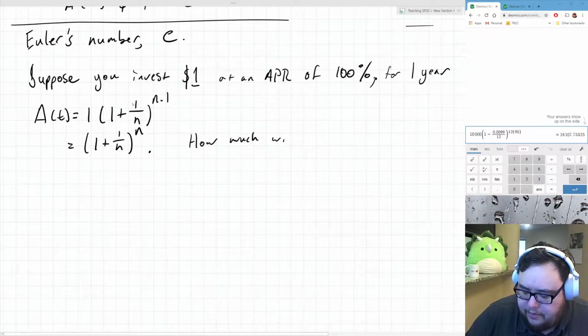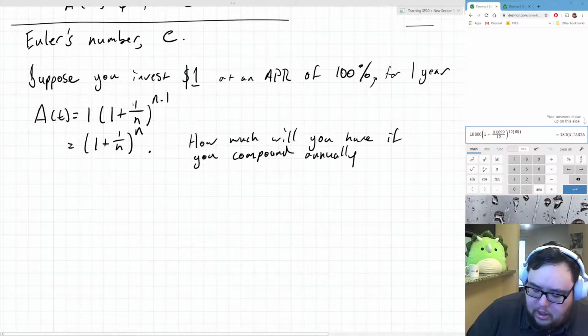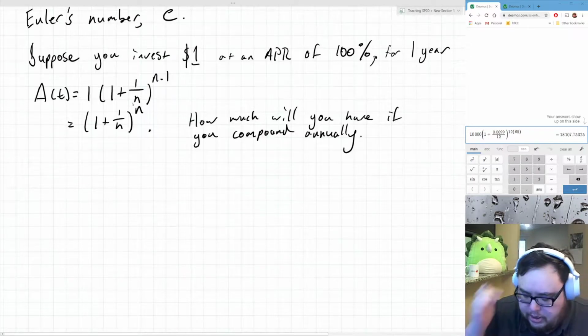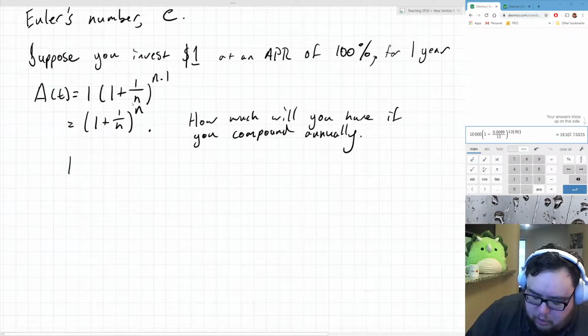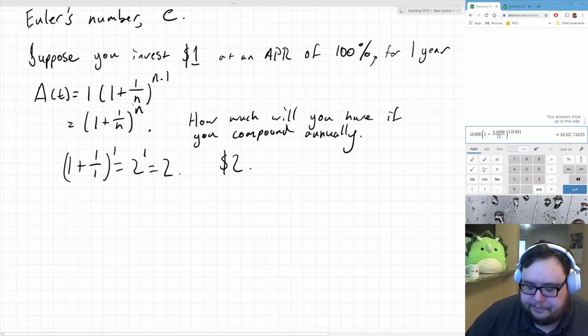Okay? So how much will you have if you compound annually? Well, this one's pretty easy to check, actually. That'll be (1 plus 1 over 1) to the power of 1. 1 plus 1 over 1 is 1 plus 1, which is 2. And that's just 2. So you'll have $2 after 1 year.